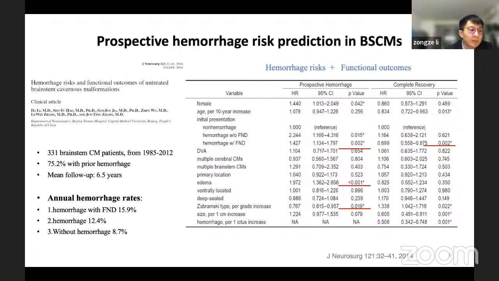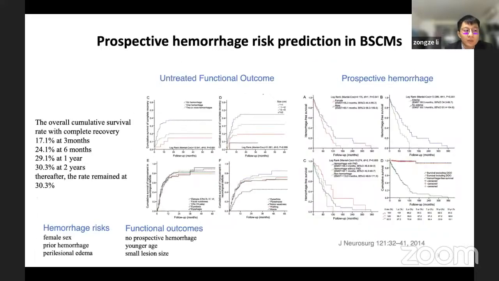Moving on, another study published in 2014 summarized the risk of prospective hemorrhage, but also the neurological outcomes of brainstem CM. The rehemorrhage was associated with prior hemorrhage, which is not surprising, and prior lesion edema, which suggests that a recent hemorrhage history matters. Patients with neurological dysfunction due to prior hemorrhage had the highest annual bleeding risk of 15.9%, followed by patients with symptomatic hemorrhage and those without a hemorrhage. Additionally, the study found a 2-year time window for the recovery of neurological function with a recovery rate of 30.3%, and thereafter the rate remained stable.